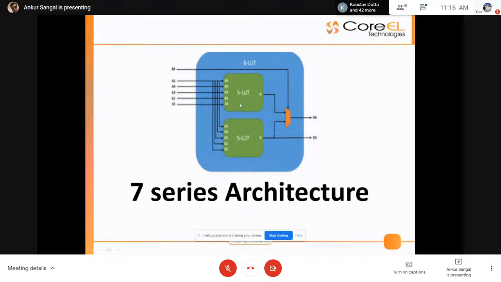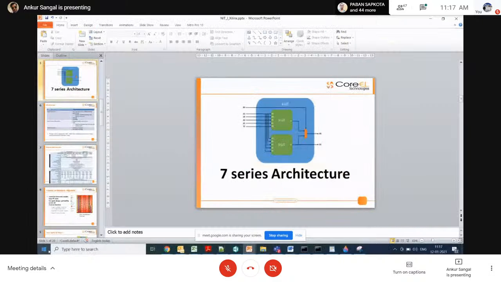You can see internally two 5-input LUTs are there. These have 1, 2, 3, 4, 5, so 5 input pins and 2 output pins. Actually, the older architecture had only 1 output pin and 4 input pins; in the 6 series architecture it is different. If you have already worked with Spartan 3 devices or Virtex 4 or Virtex 5 devices, those have only 4 input pins and 1 output pin. But here you can see we have 6 input pins and 2 output pins. So how is it beneficial for us?